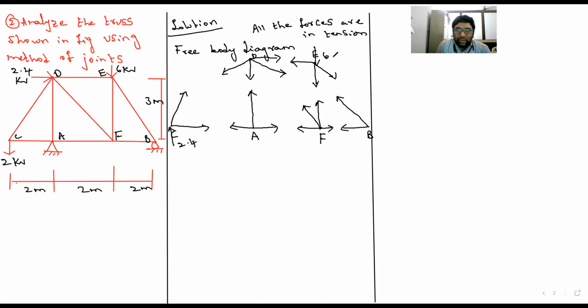And here we have 6 kilonewton. And here we have 2.4 kilonewton. And at bottom, sorry, this is only 2 kilonewton, not 2.4. I have sketched it, nobody corrected me. This is only 2 kilonewton at the bottom. Okay, so this is the free body diagram for the entire truss under consideration. So what do we need to do for this truss now? We need to pick a joint and try to take each and every step forward.